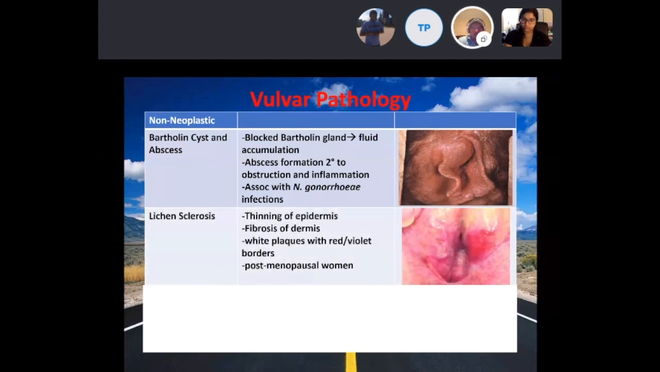So next we've got lichen sclerosus. So this is the thinning of the epidermis and fibrosis of the dermis. And it is always described as white plaques, like you can see here, around red-violet borders, like we see around here. So that's a pathognomonic presentation there. And it normally occurs in postmenopausal women.